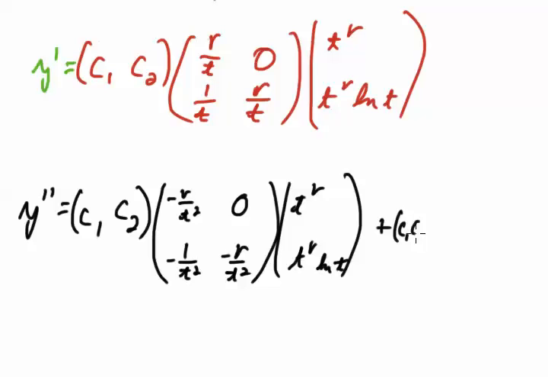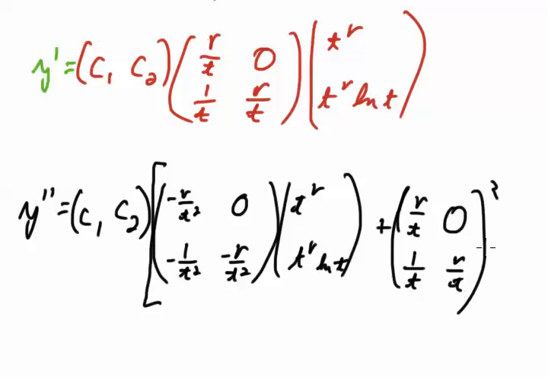Actually, instead of doing that, let's just put this whole thing in brackets and take the derivative of this, which will just pop out another thing that looks exactly like that. So r over t, 1 over t, r over t, 0 squared times t to the r natural log of t.